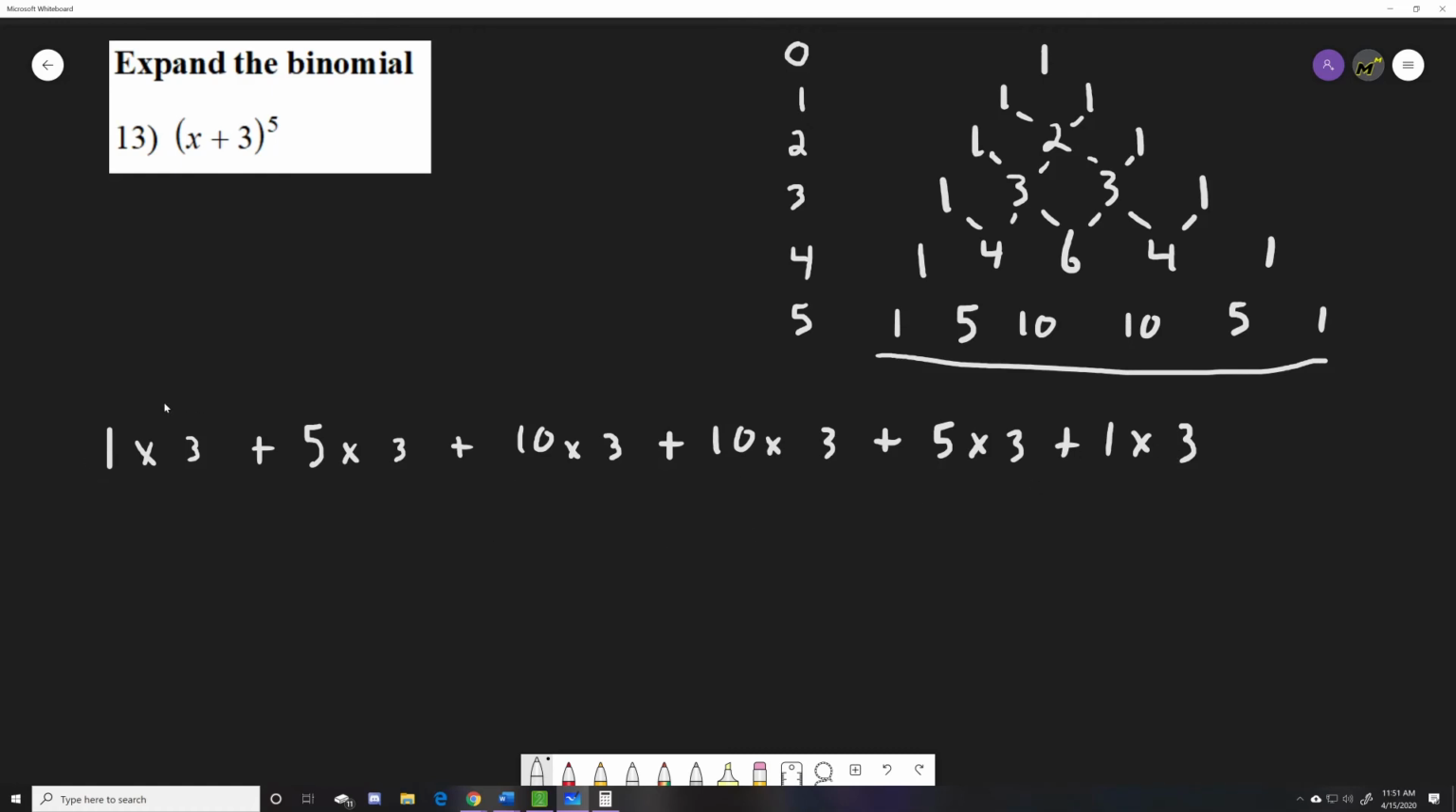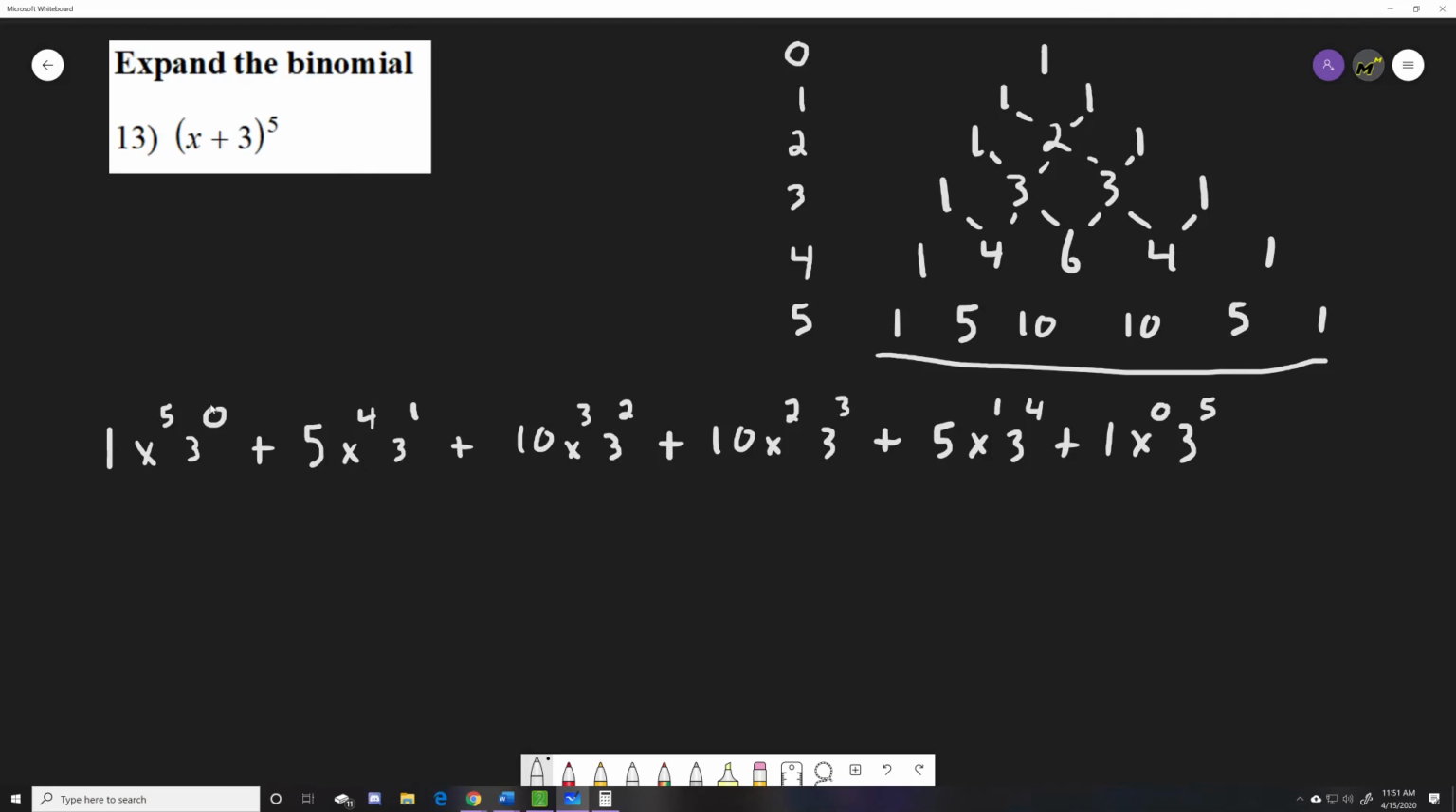So, every single term has to add up to a power of 5. So this first one, it'll be x to the 5th. Well, and if that has all the powers, this one's going to be 0. So here, we have x to the 5th, then we have x to the 4th, x to the 3rd, x to the 2nd, x to the 1st, and x to the 0. 3 is going to go the opposite way. So we have 3 to the 0, 3 to the 1st, 3 to the 2nd, 3 to the 3rd, 3 to the 4th, and 3 to the 5th.